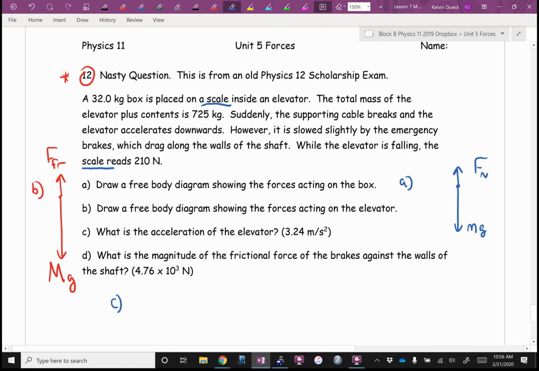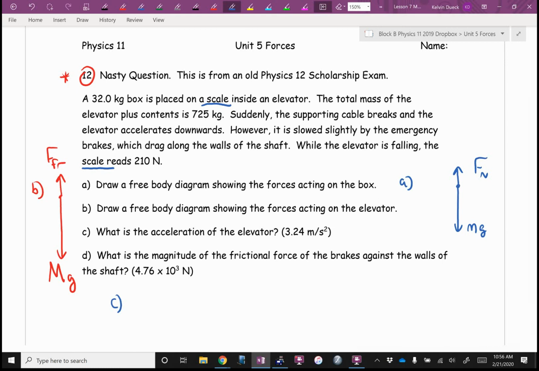On what? Well, no, what did part A, only part A, ask me to do? A free body diagram of what? The box. Yeah, not the sides of the elevator, just the box. B said the elevator. Why would they have asked me to do a free body diagram for the box? What can you tell me about the acceleration of the box versus the acceleration of the elevator?